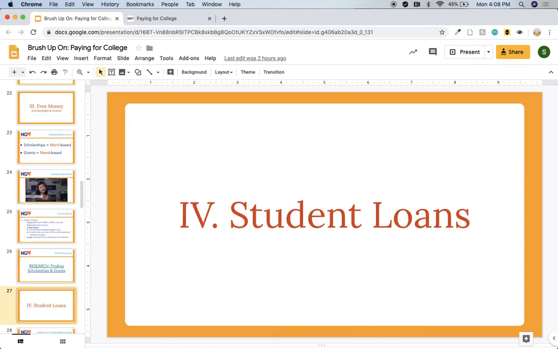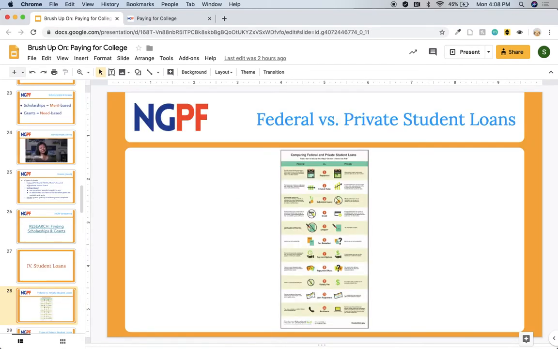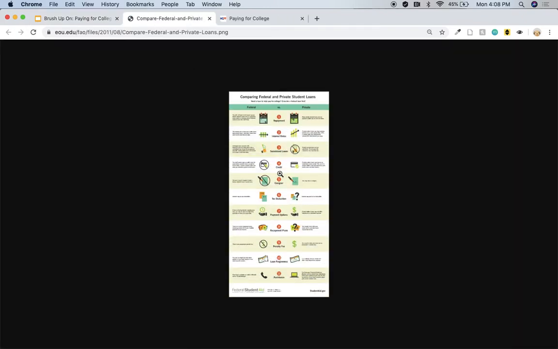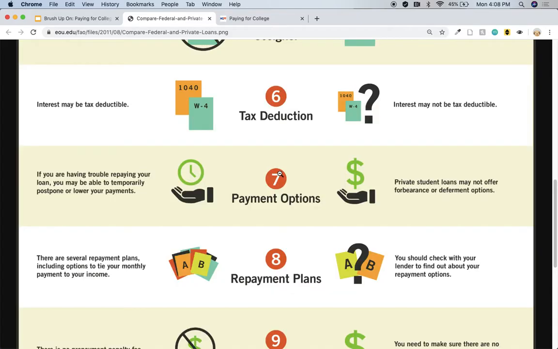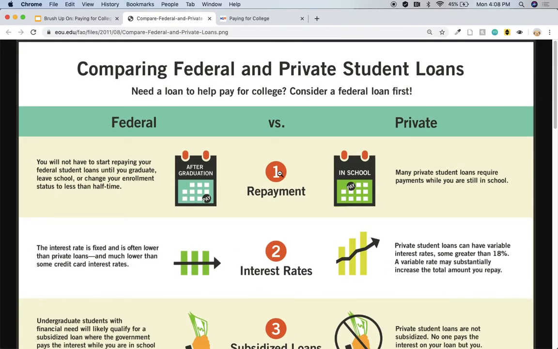All right. Let's talk now about student loans. So we talked about free money. Let's talk about money that obviously students may have to borrow to fund their education. So I want to kick things off by talking a little bit about federal versus private student loans. And again, we have a really awesome infographic provided by the Department of Education. I'm going to zoom in a little bit here.